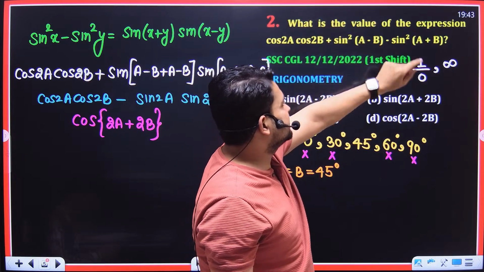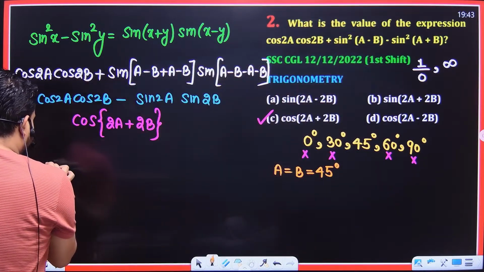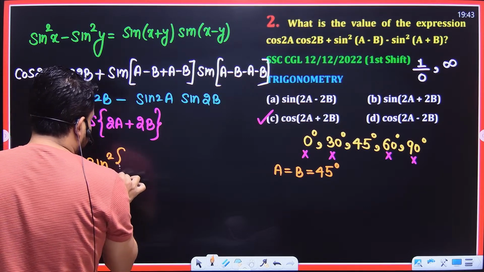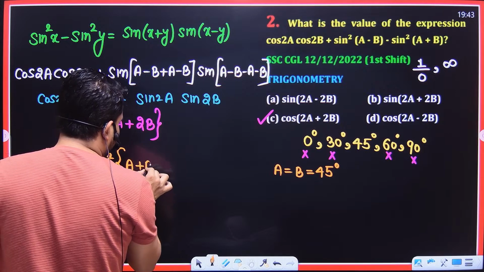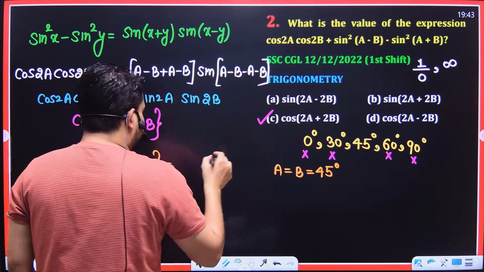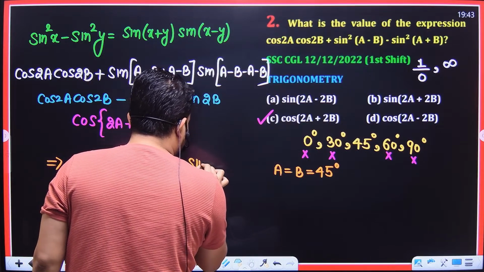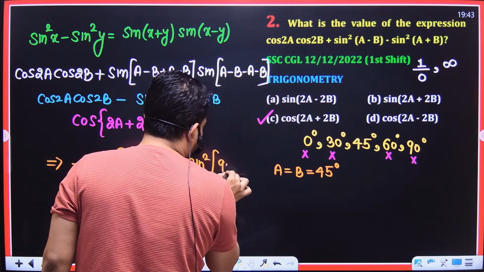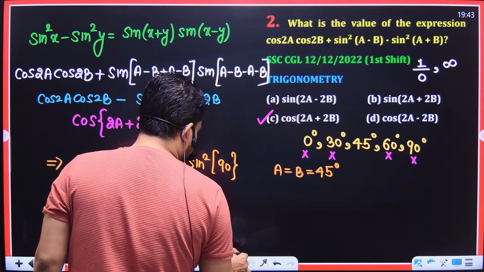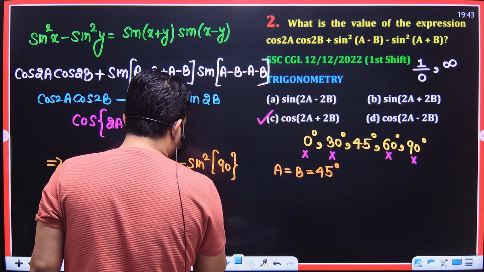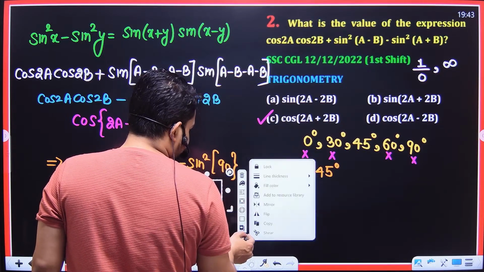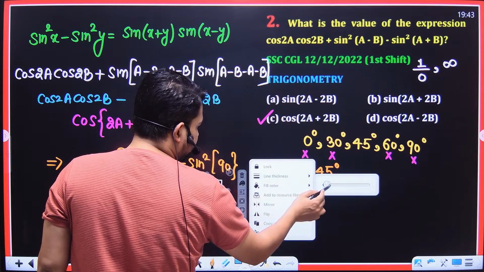Then what do I have? Minus sine square of a plus b. So my expression will become minus sine square of a plus b, and I have to put the value of a plus b, with a equal to b equal to 45 degrees. So I have sine square 90 degree. All of you know that sine square 90 is equal to 1. So the answer of my expression is minus 1. Now I will put a equal to b equal to 45 in my options, and I have to see whether I get minus 1 as my answer.